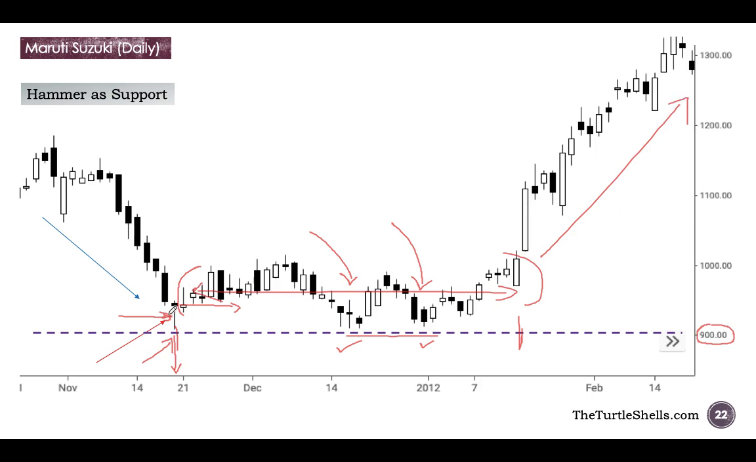So believe in Japanese candlesticks. Japanese candlesticks do not guarantee that the prices will go up. They just indicate that there is a very high probability that the prices are likely to go up. So it's a game of probabilities. There are no guarantees in the market. The market is very unpredictable. The hammer is just telling us that the odds are higher that the prices will start to go up from here. Okay.